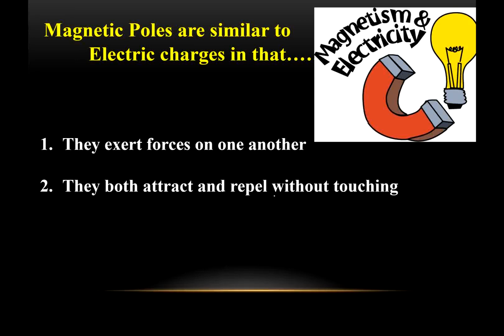They also both attract and repel without touching. These are forces that act at a distance. Things that we've mostly talked about in this class have been contact forces: friction, pushes, pulls, ropes pulling on things. Those are all contact forces. Electricity and magnetism are what we call field forces. These act at a distance. They don't need to physically touch to have their effects happen.